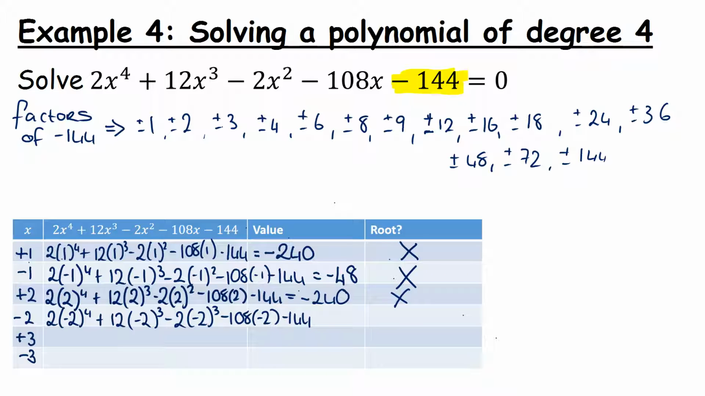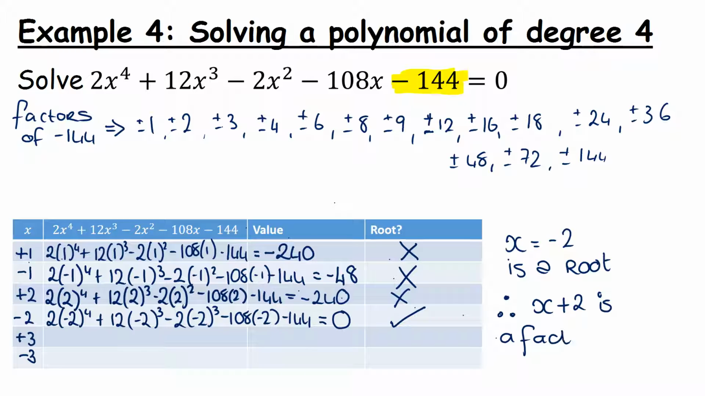And when we evaluate that, put that into the calculator, we get 0. So that is our root, and there's no need to go any further. So what we know is x equals -2 is a root. And therefore, using our factor theorem, we know that x plus 2 is a factor. If you're not sure about the relationship between factors and roots, as I've said already, it will be a good idea to go back over that video.